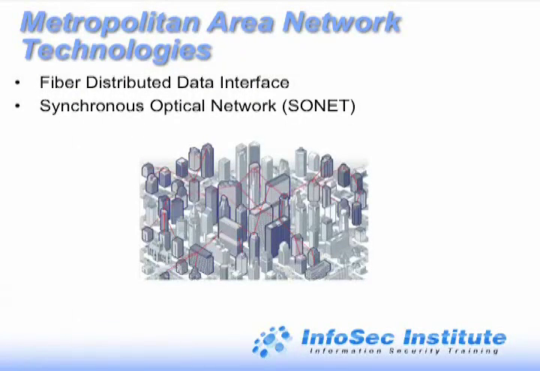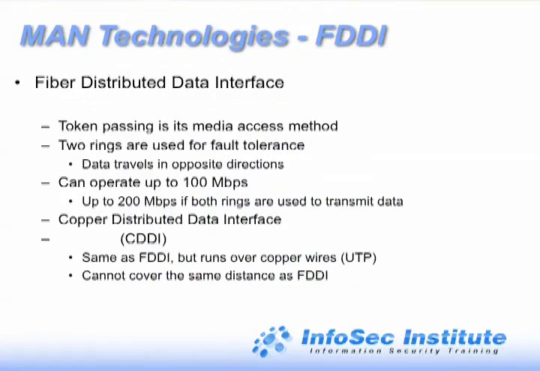Okay, technologies. Good old MAN, Metropolitan Area Networks. The FDDIs, or Fiber Distributed Data Interface, and then SONET, Synchronous Optical Networks. FDDI, this is a token passing. It's a media access method. There's 2 rings, and these are used for fault tolerance. So it's definitely important to know that FDDI uses 2 rings. Can operate at 100 megabits, up to 200 megabits if both rings are used to transmit.